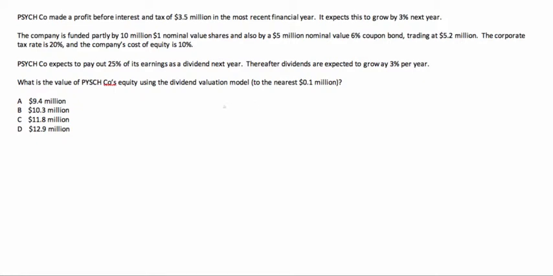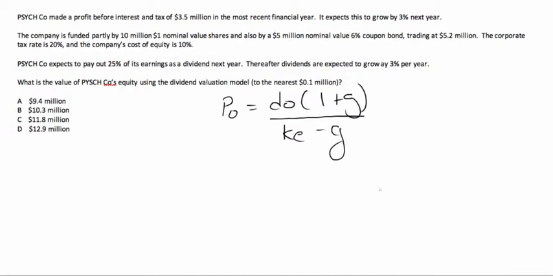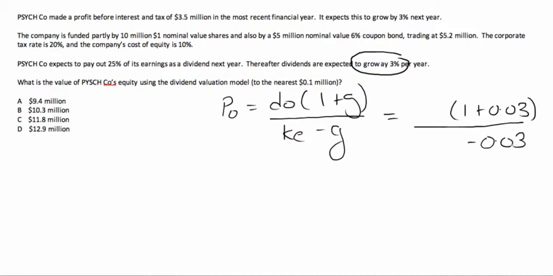Okay, so first of all, to work out the value of the equity, the formula is P0 equals D0 (1 plus g) over (Ke minus g). Now, some of this information is given to us directly. For example, it tells us that the growth of dividends is going to be 3% per year. So that's 1 plus 0.03 on the top. And on the bottom, you've got your growth of 0.03.